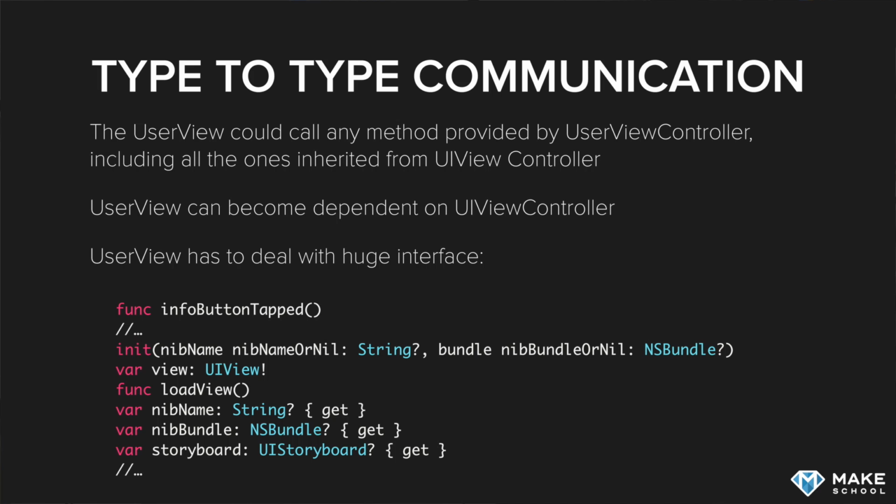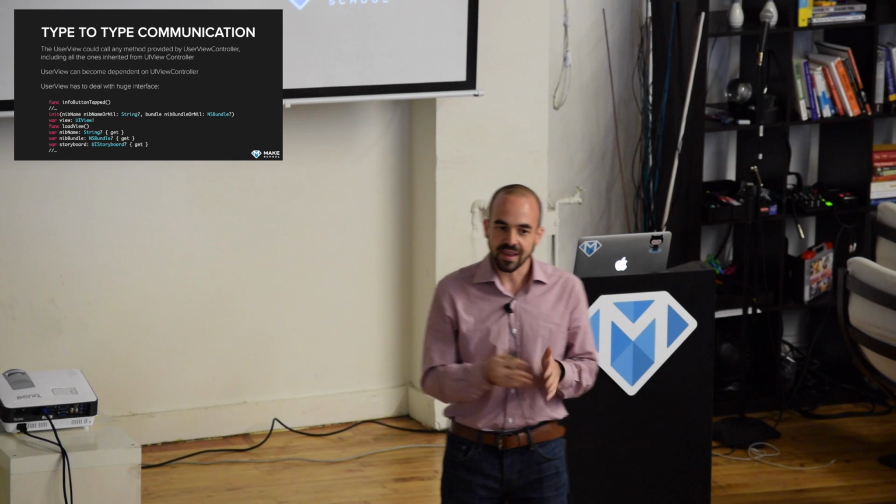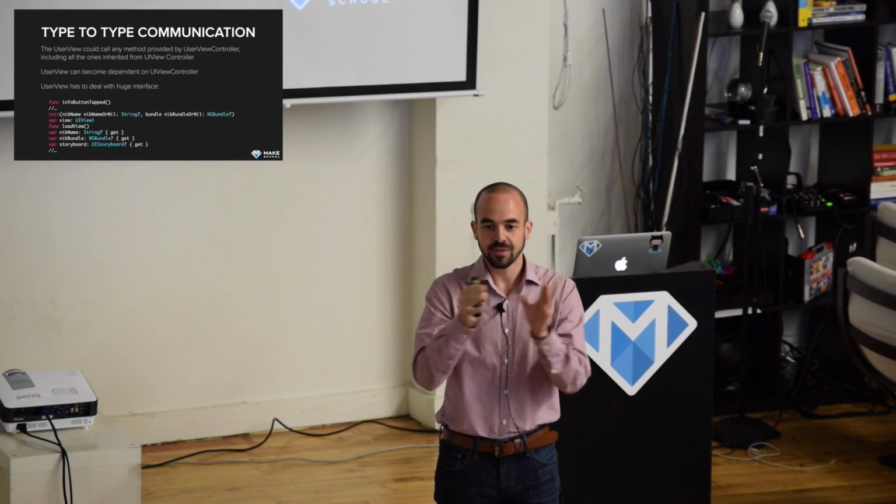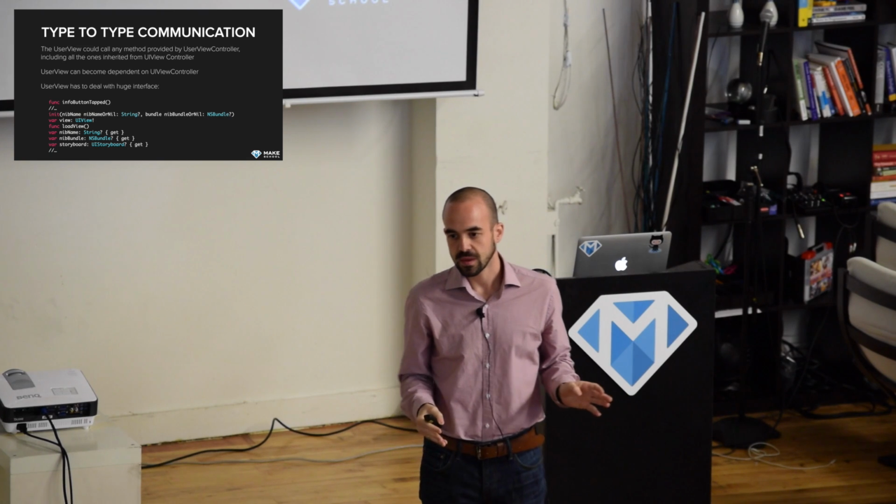Another big problem is that you have the full interface available of this user view controller. So instead of having just the info_button_tap method, you actually have all methods that a view controller has available and all the ones that are inherited. For example, you can just access the load view method. You can access the view property. You can access the storyboard reference. These are all tons of things that the code that wants to communicate with this view controller doesn't care about.